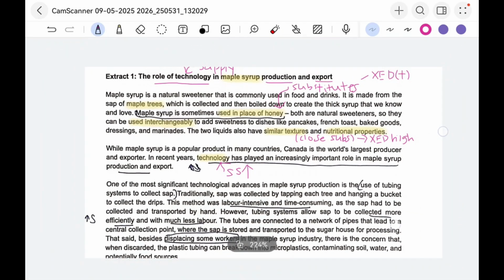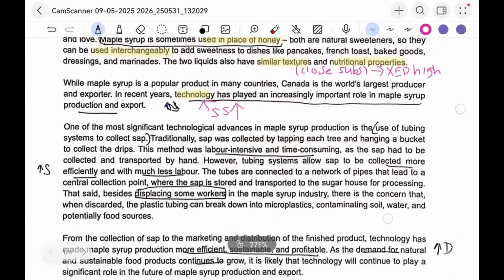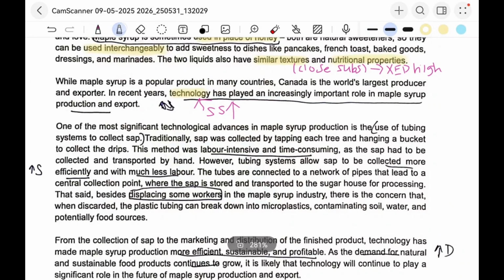Okay, let's read on. One of the most significant tech advances in maple syrup production is the use of tubing to collect sap. Traditionally, sap was collected by tapping and hanging a bucket. This method is labor intensive and time consuming, as the sap has to be collected and transported by hand. Hence, tubing allows sap to be collected more efficiently with less labor. This is also helping to increase the production as well.